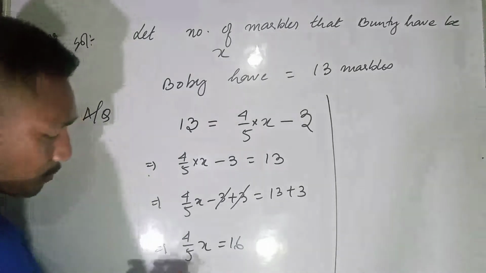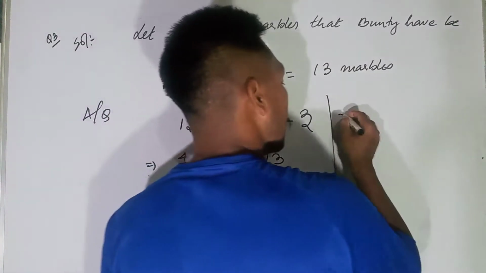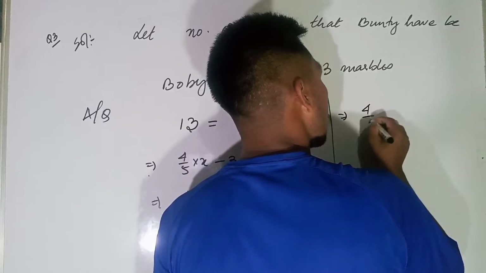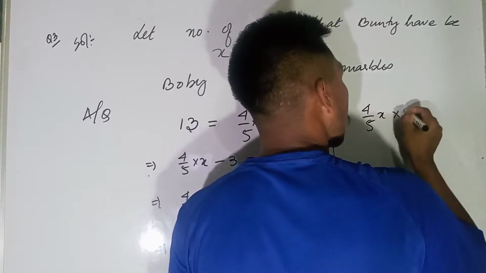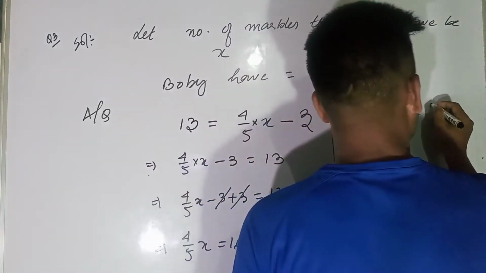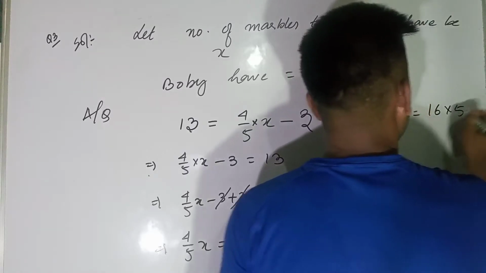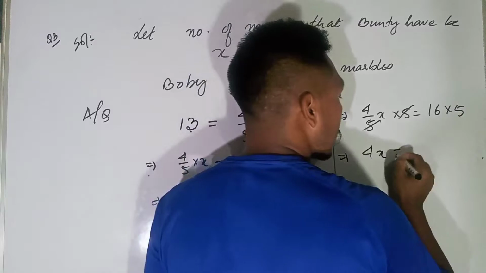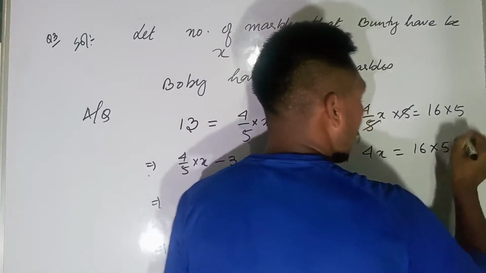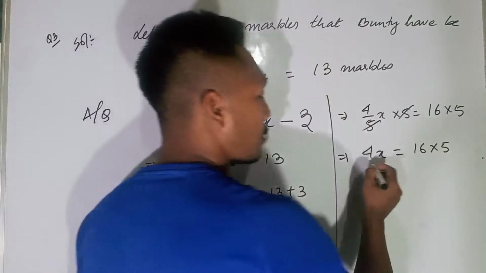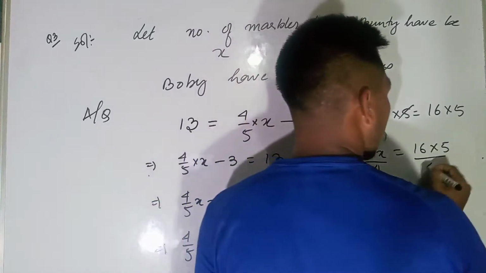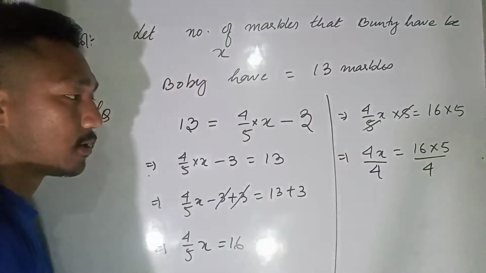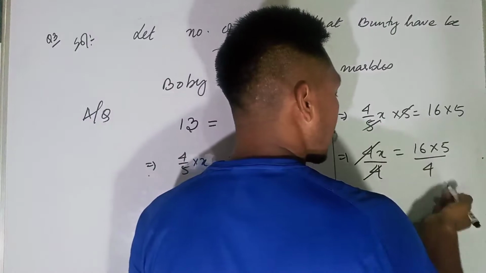Now I want to remove 5. If I want to remove 5, what should I do? 5 is dividing, that means it is in the denominator, so I have to multiply again by 5. Then 16 into 5. The 5 and 5 get cancelled. Now 4x is equal to 16 into 5. Now if I want to remove 4, I have to divide both sides by 4, because 4 is multiplying with x. So 4 and 4 get cancelled.